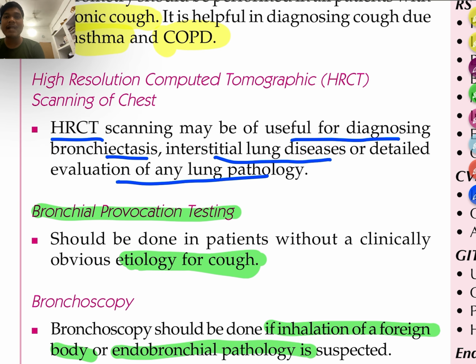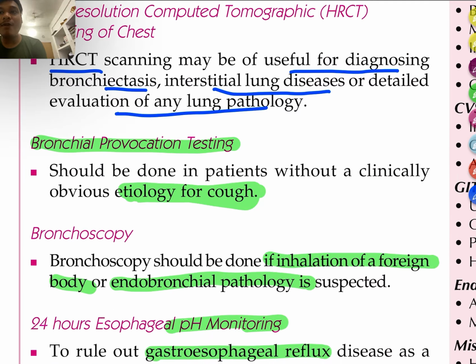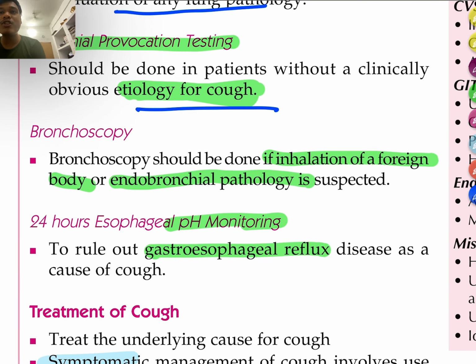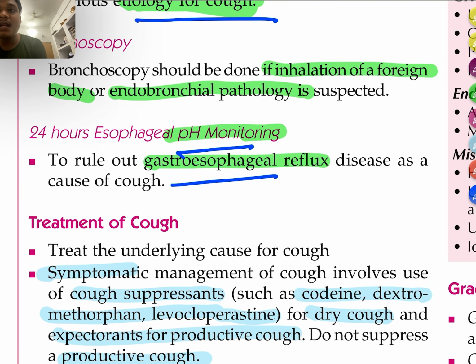HRCT is used for lung pathology like bronchiectasis and interstitial lung disease, as well as the evaluation of any lung pathology. Next, a bronchial provocation test should be done to find the etiology in case of unknown cause. Bronchoscopy is also done if there is inhalation of a foreign body or bronchial pathology, and 24-hour esophageal pH monitoring is done in case of GERD.